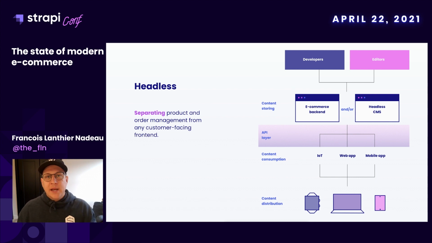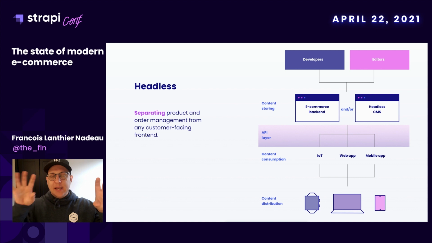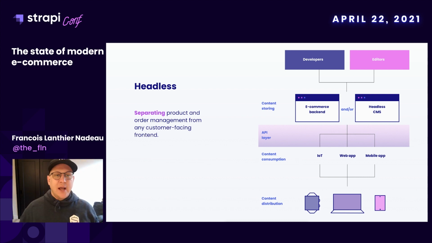You have your API layer where the data that lives inside of the e-commerce backend and headless CMS will be translated into some kind of a JSON format, for instance, that can then be interpreted further down at the content consumption level, where you can push that information towards Internet of Things touch points, a web application, a mobile application, and so on. So the headless approach is the trendiest these days for good reasons.